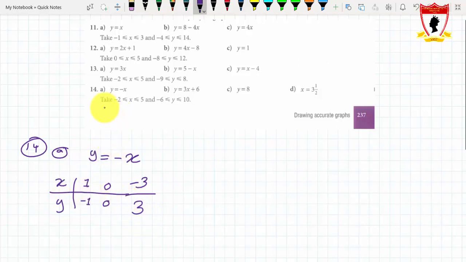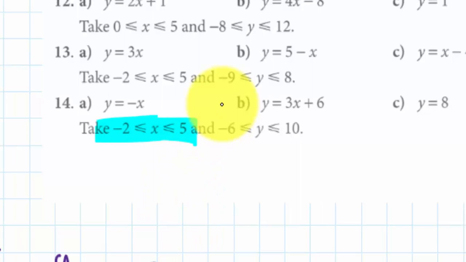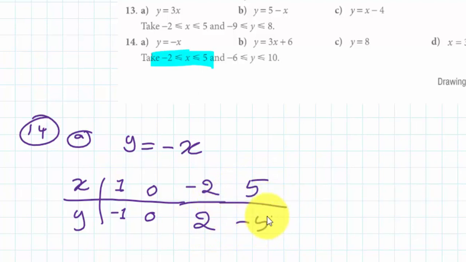But according to the x-axis interval, for question 14, the numbers should be between -2 and 5. -3 will not go in this interval, so we're going to simply pick -2. If x be equal to -2, y will be +2. If x be equal to 5, y will be -5.